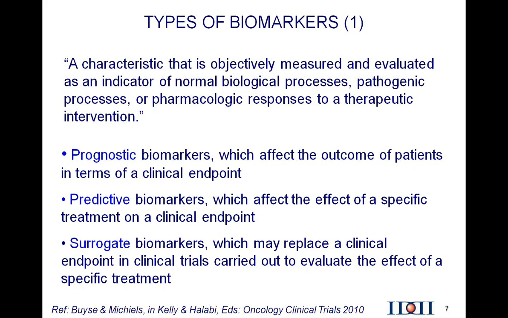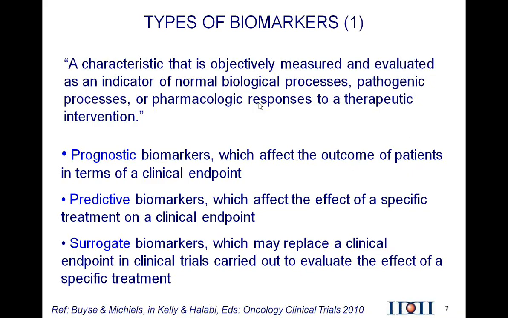So before we start our discussions of trial designs, let me define biomarkers as stated on this slide and the different types of biomarkers that we will and will not discuss. The two types of biomarkers we will discuss today are called prognostic or predictive. The prognostic biomarkers have an influence on the outcome of patients regardless of treatment, whereas the predictive biomarkers have an influence on the effect of specific treatments on the clinical endpoint of interest.